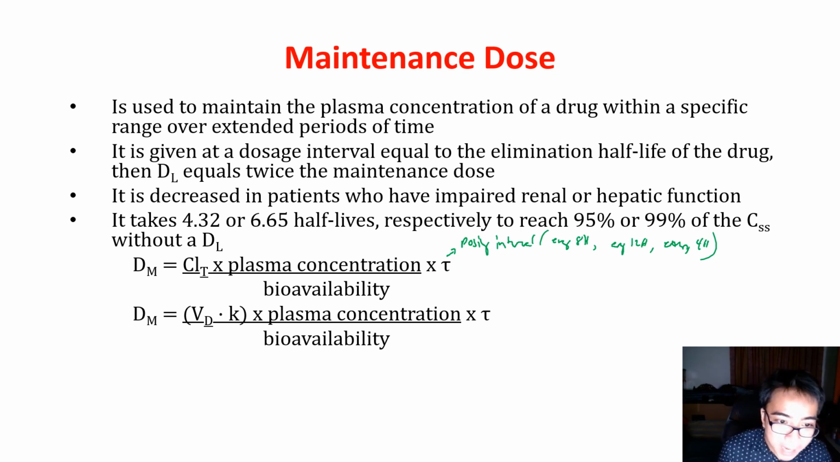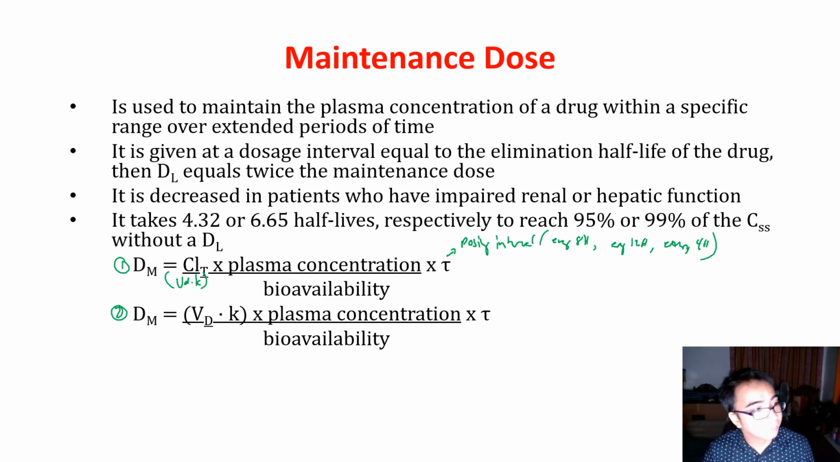Now the formula below, class, is simply an expanded formula of the first formula. So here's the first formula, here's the second formula. Ang second formula, class, is just an expanded formula of the first one. Kasi clearance, di ba sabi natin kanina, it's VD times K. So, in-expand niya lang. So, yan ang formula ngayon. Are we good?